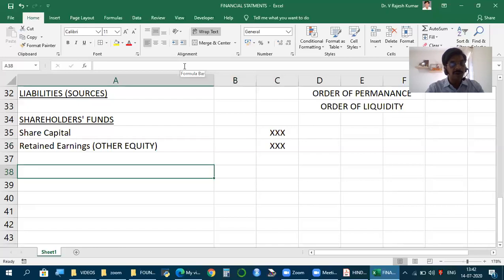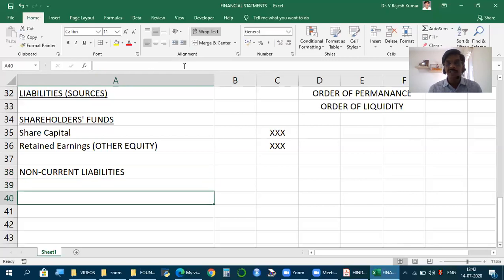Then we have what is called non-current liabilities. What is this non-current liability? It is an external source of funding, but non-current is what we use when the source from where we got the fund is for long term. The long-term borrowings come here. How to borrow? From banks, financial institutions, issue of debentures. But where this borrowing is for a long term, we call that a non-current liability.